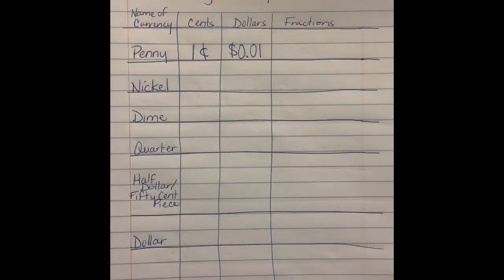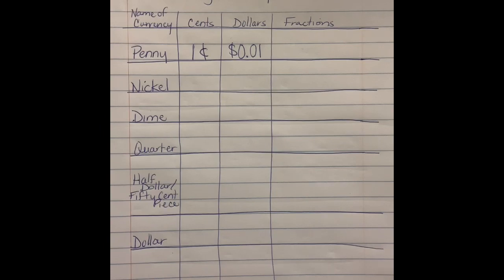So fifth graders, today I made a new table to review using the money model. I have already created this with you in class, but I wanted to review it. So right now, we're going to start with the cents and then move to dollars and then to the fractions.